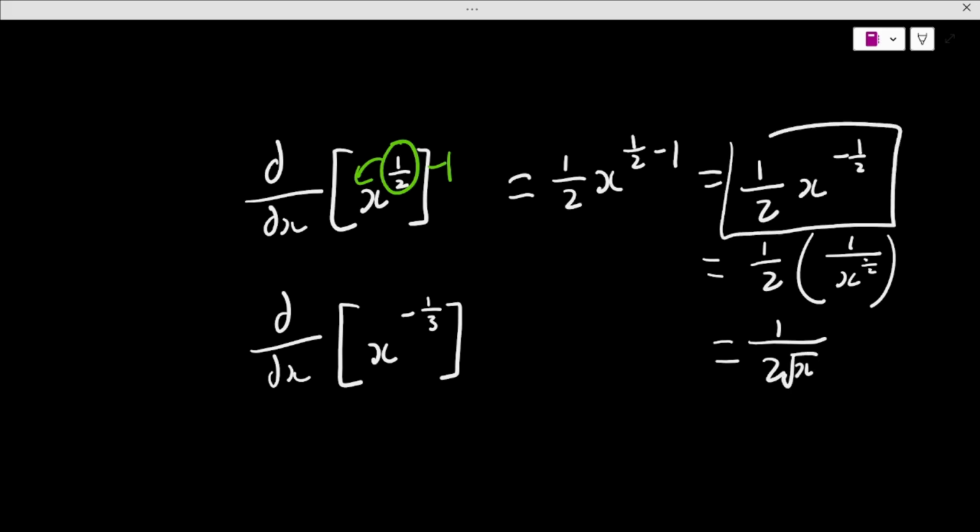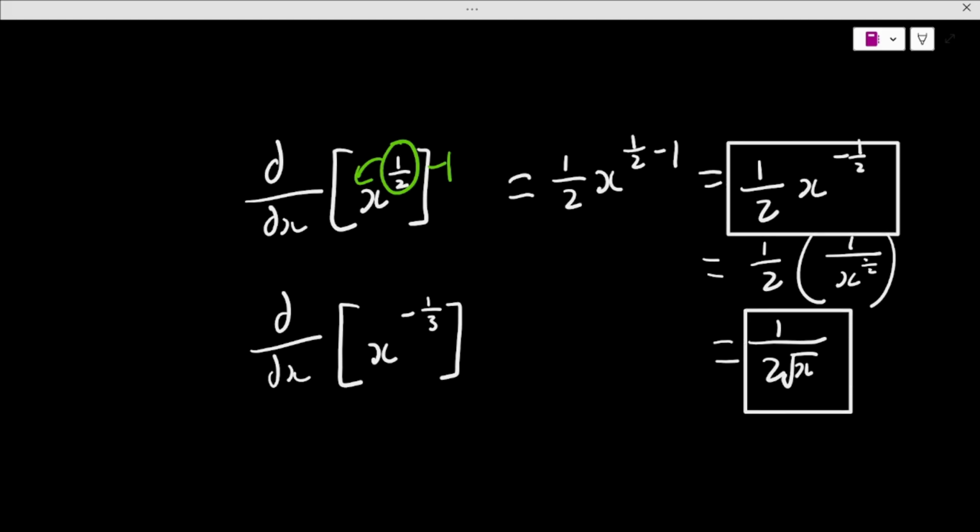However, usually this is fine. But if you would like to re-express your answer in terms of the square root, go ahead. You can also choose to rationalize this by multiplying the numerator and denominator by the square root of x.